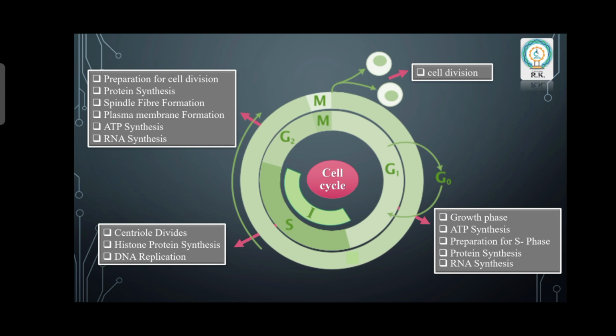Now, as I said, G1, S and G2 phases make up the interphase, which is the preparative phase. It is further divided into G1 or gap 1 phase, S phase or synthetic phase, and G2 or gap 2 phase. And the cell division phase, which is the mitotic phase, is further divided into two categories: karyokinesis, that is nuclear division or mitosis, and cytokinesis, which is division of the cytoplasm.